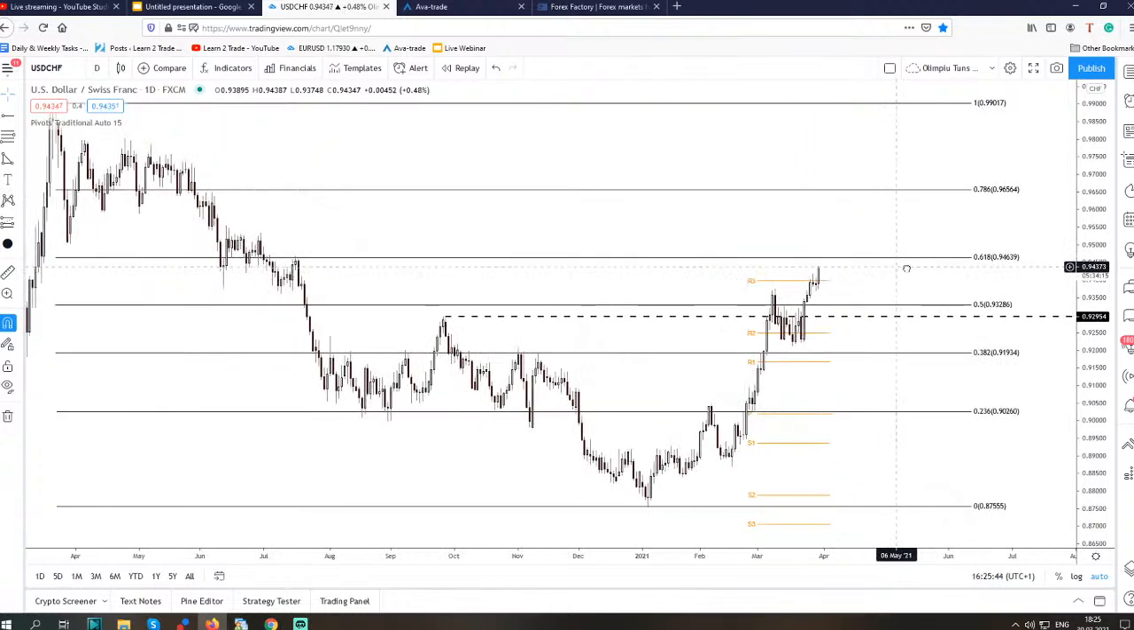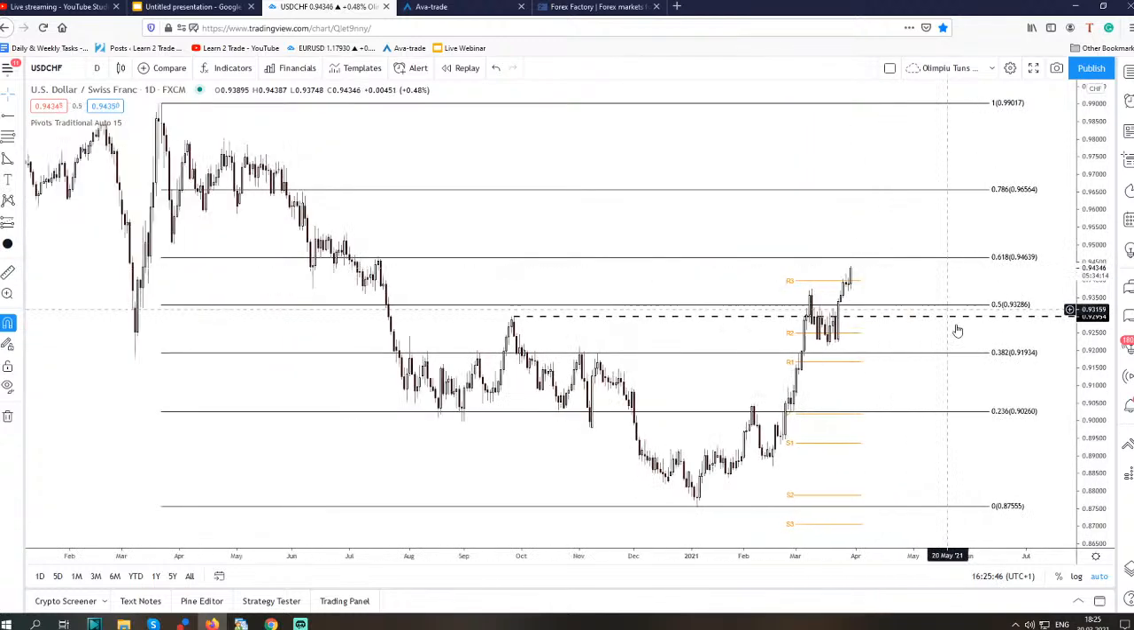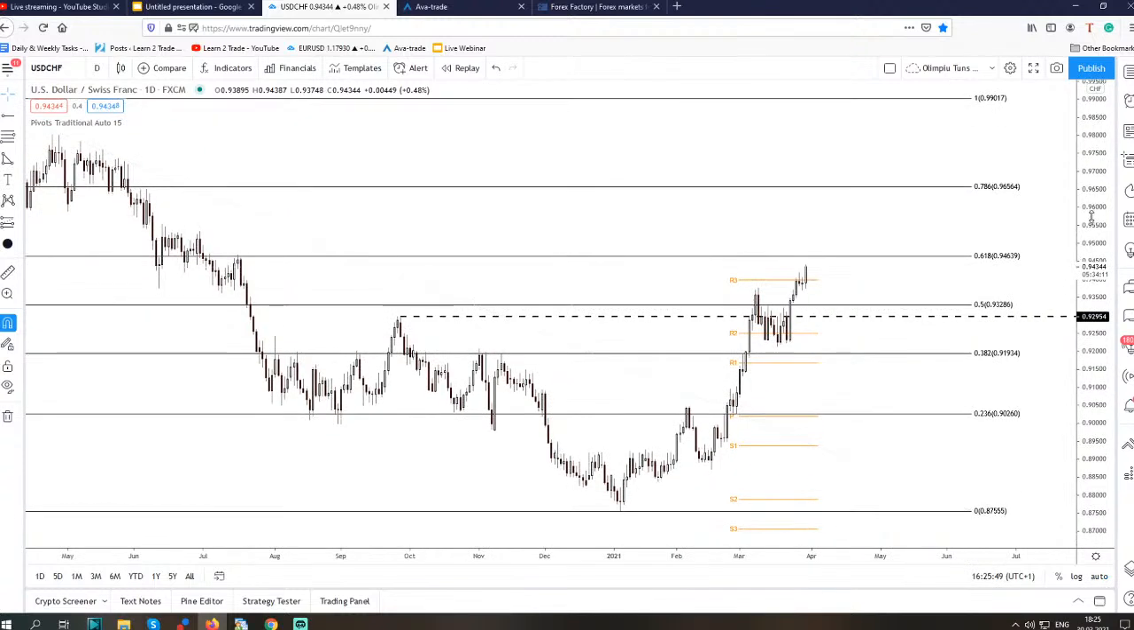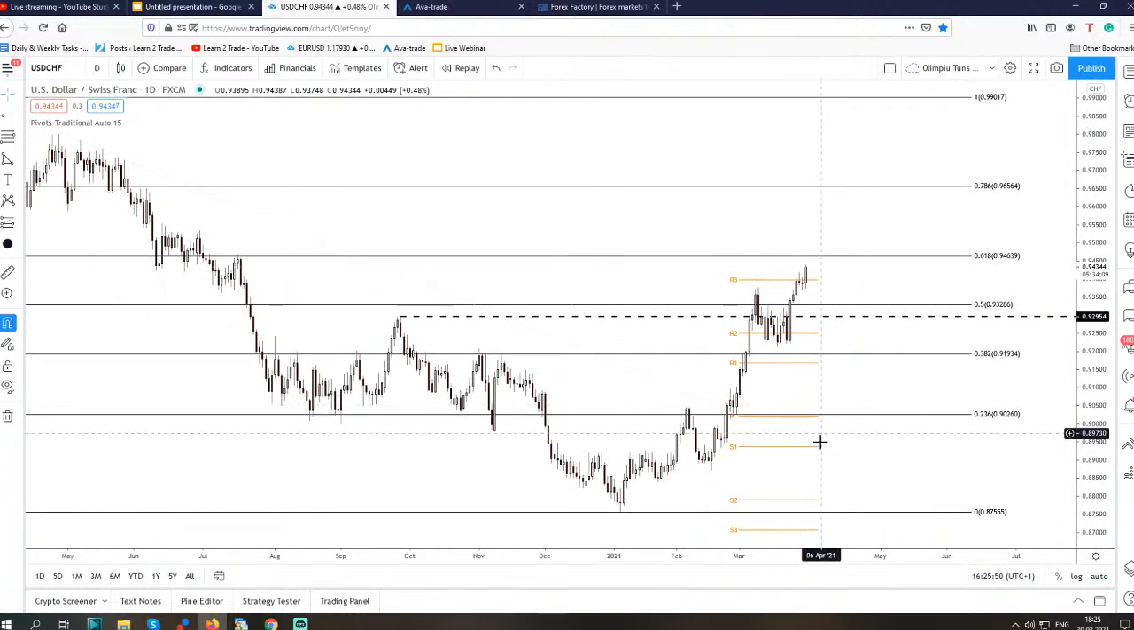Okay, so if you are long here on the US dollar versus the Swiss franc, you can hide your stop loss right below these former lows and keep this position open.